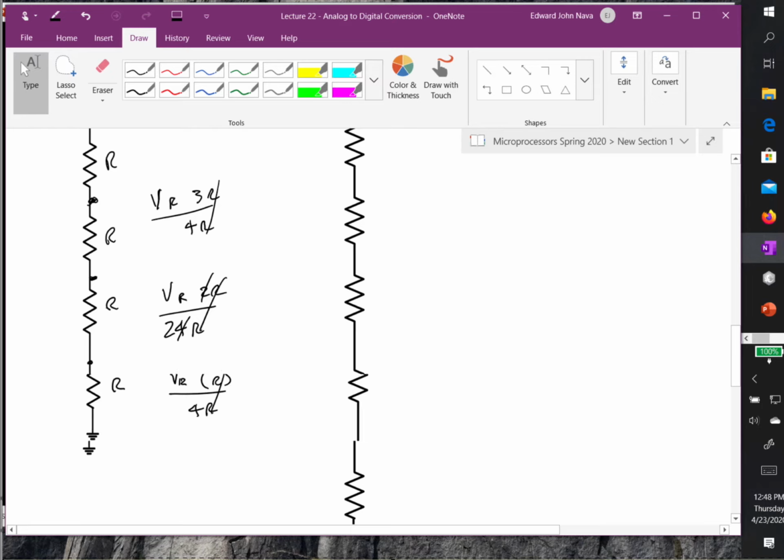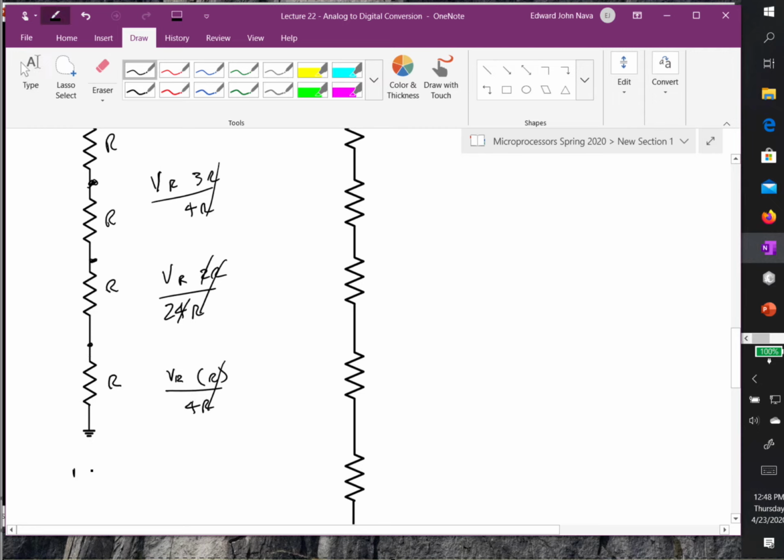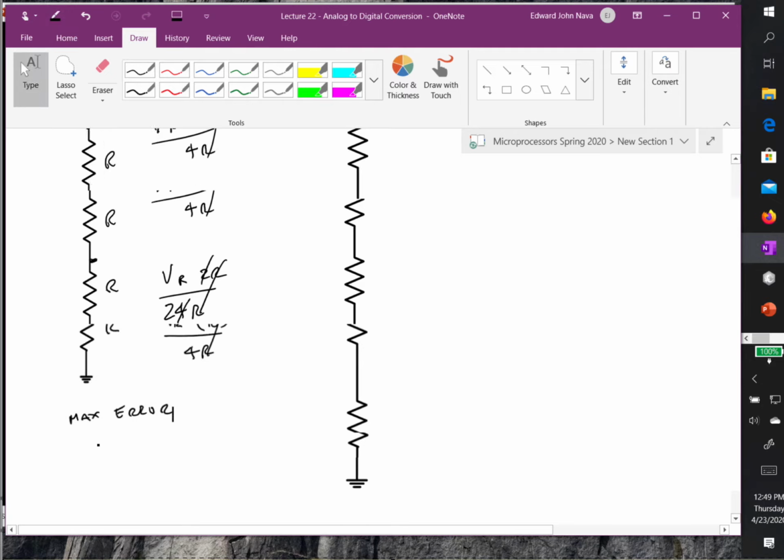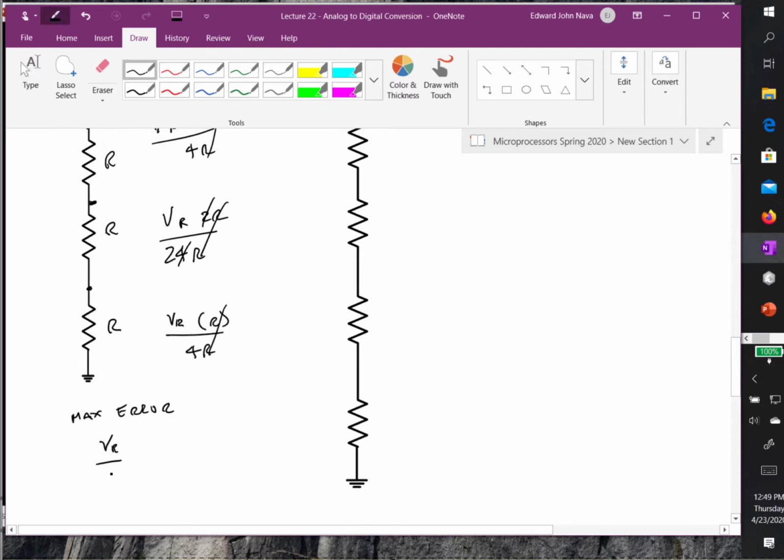But one of the things, my max error would be equal to VR over 4 minus some slight epsilon. Okay, so it's going to be almost VR over 4. I'm saying one thing, and let me clean that up. So this is going to be V sub R over 4 minus just some slight epsilon.